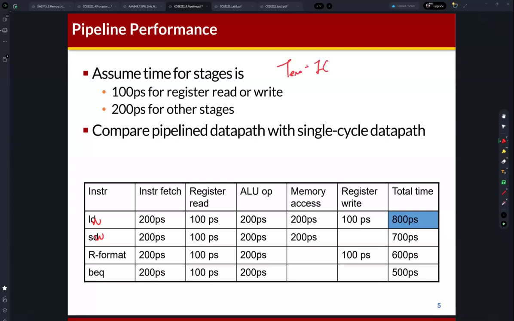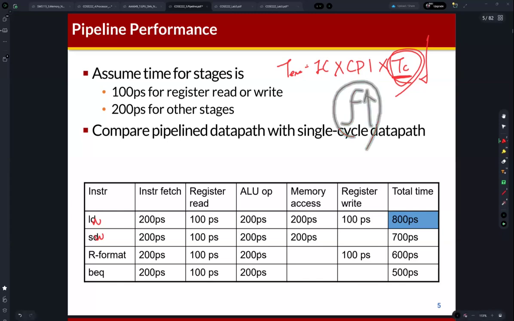I wrote this equation many times. Why is the clock period important? It is because of this equation. In order to increase the performance, we need to reduce the clock period. It means we need to increase the clock frequency, right? So as I mentioned, we can simply compare the performance of the processor using clock frequency, right?